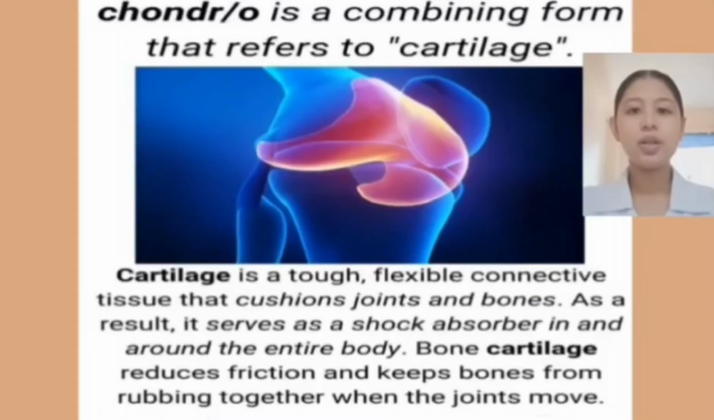Next is chondr or chondro. It's a combining form that refers to cartilage. Cartilage is a tough, flexible connective tissue that cushions joints and bones. As a result, it serves as a shock absorber in and around the entire body. Bone cartilage reduces friction and keeps bones from rubbing together when the joints move.